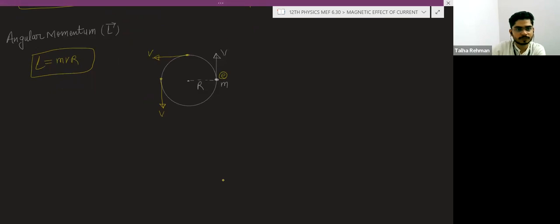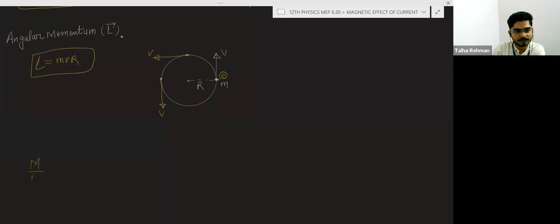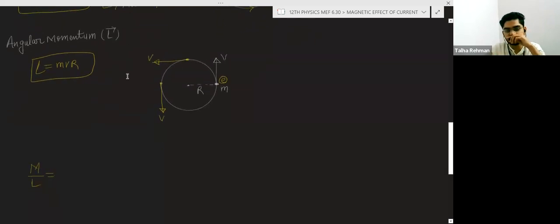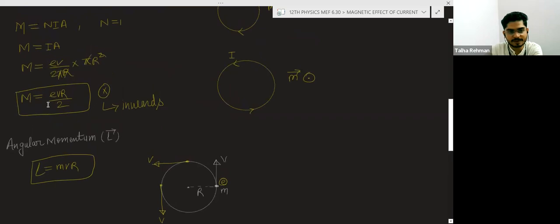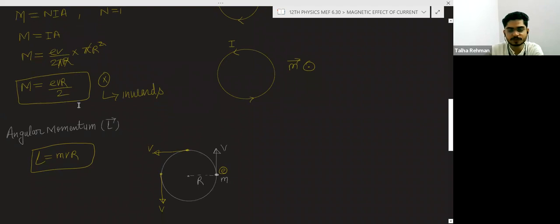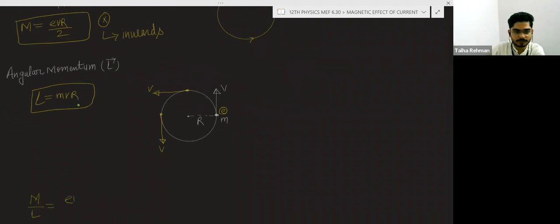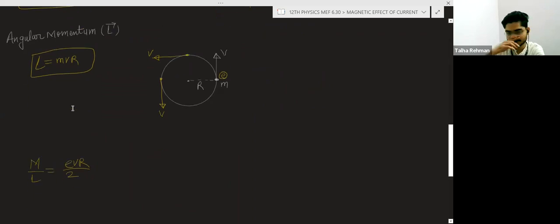So now we will discuss what will be the ratio of M divided by L. Put the value of M for the electron we are calculating. For the electron, what is M by L? The magnetic moment M for the electron moving in a circular path is equal to evr by 2, and for L you will put mvr. This v and r and this v and r will be cancelled out.